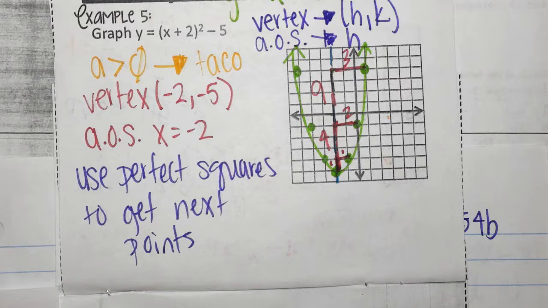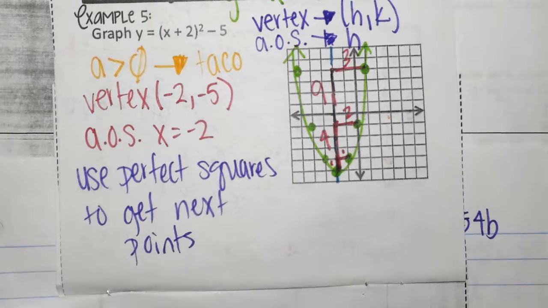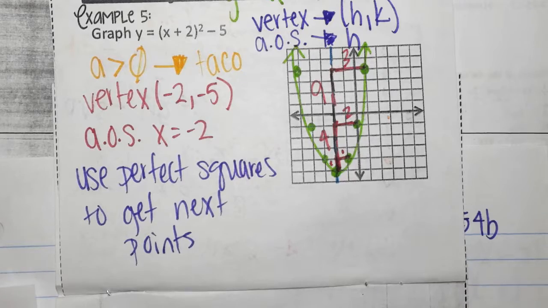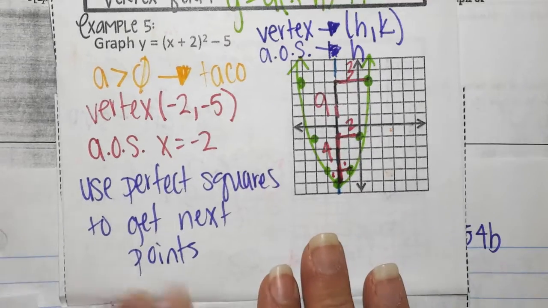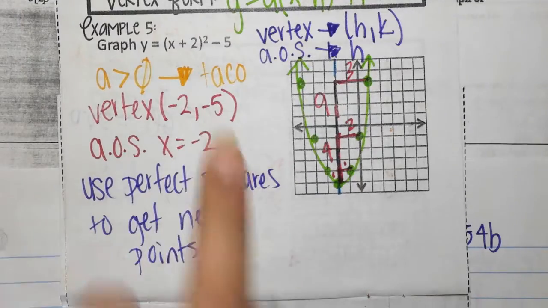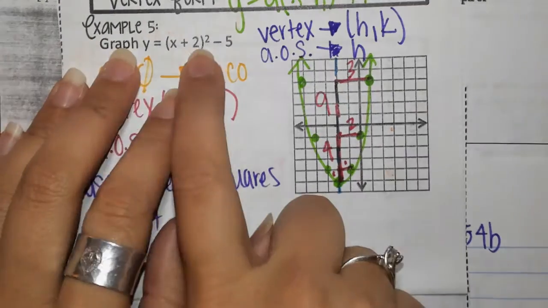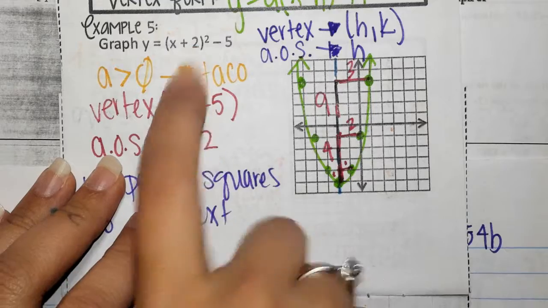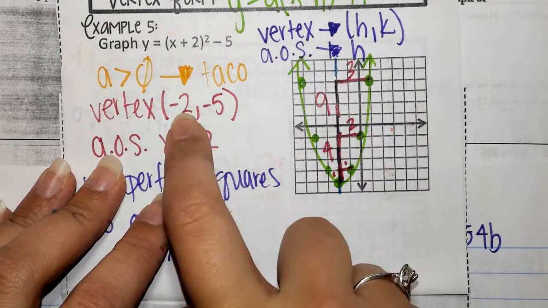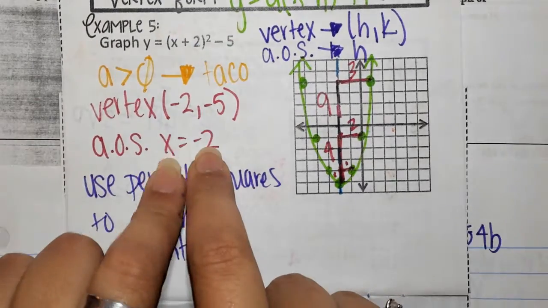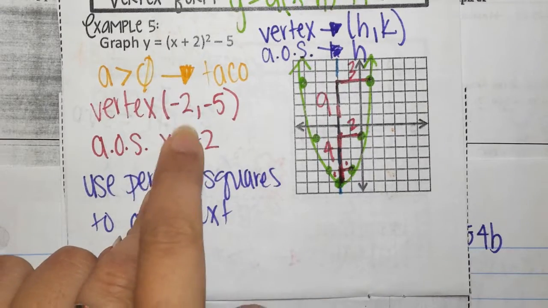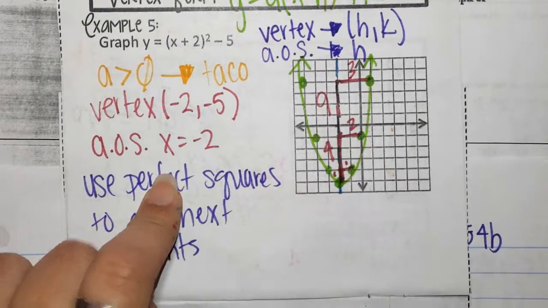So how do you get from -2 out there? It's the opposite of this. The difference stays the same, always. Okay, so let's review what we did while we're waiting. Remember, to get your vertex, it's the opposite of whatever's inside parentheses and this number. So it's -2, -5. Our axis of symmetry is the opposite of this number, our x value right here. And then we used our perfect squares.